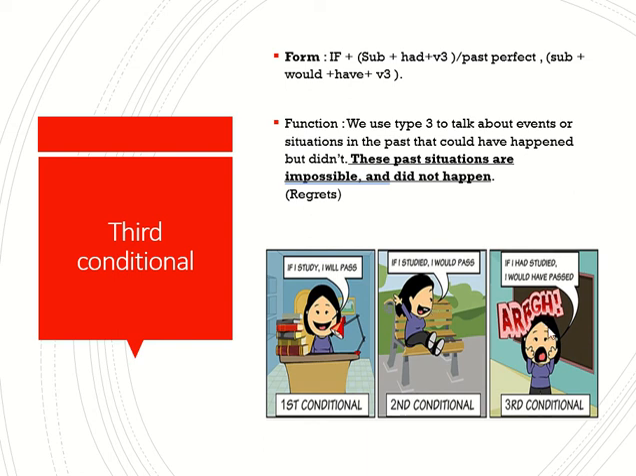Look at this girl in the last picture here. If I had studied, I would have passed. Oh, she regrets. Look at her. She's regretting because she didn't study, so she didn't pass the exam. Okay, so she's talking about the past. Already she had the exam and she didn't pass. She failed the exam. Okay, so don't do that. Like this girl, after the exam, you have to say, oh, if I had studied, I would have passed the exam.